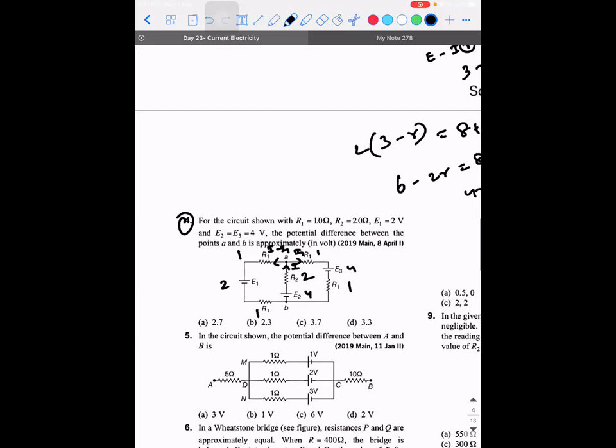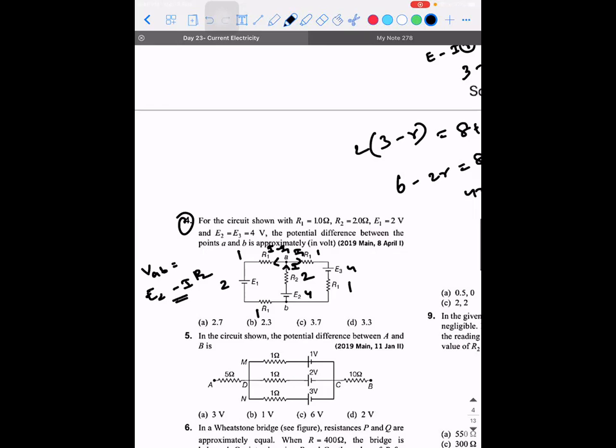So how many unknowns are there? I and I1. There are two unknowns. Once you find that, then you can say the potential difference across AB is equal to E2 minus I into R2, is it not? Right. So E2 minus I into R2 will give the answer. So find out what is the value of I.